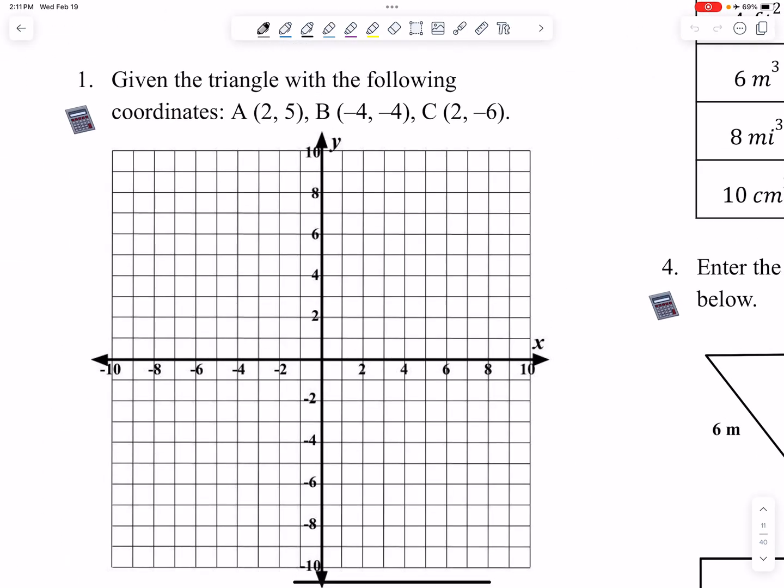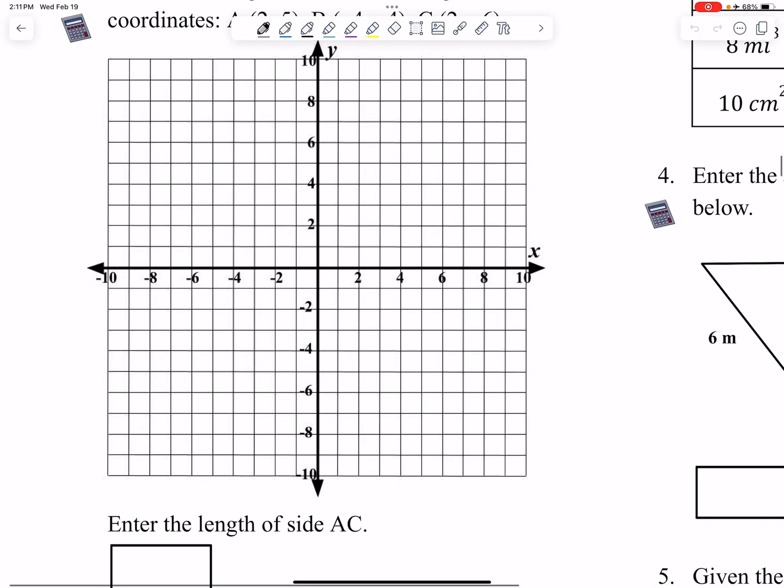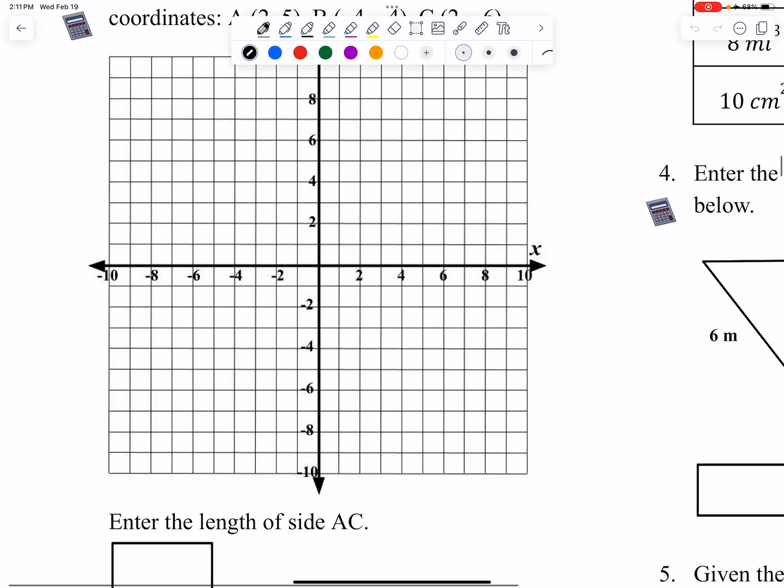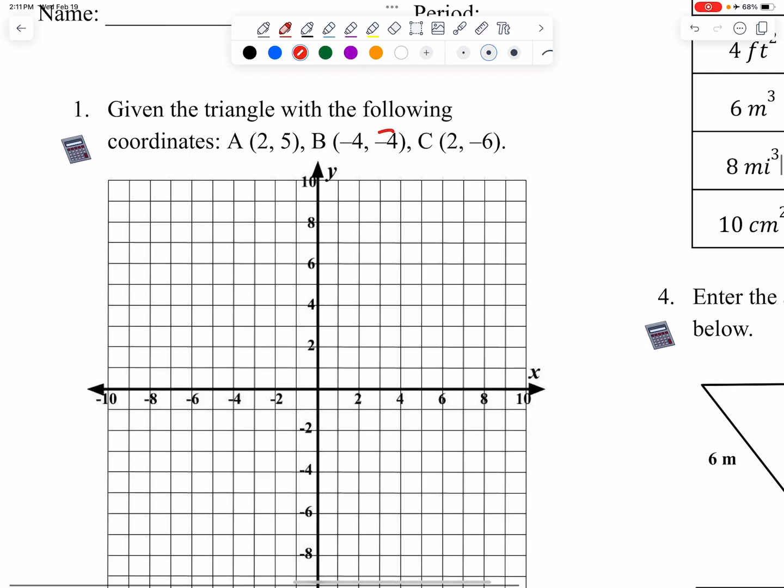Given the triangle with the following coordinates, ABC, enter the length of AC. So now let me think about this. If I only want AC, I don't care about B. I only want to know what the distance is from A to C. So if that's what I want to find out, let me start by plotting the point A.